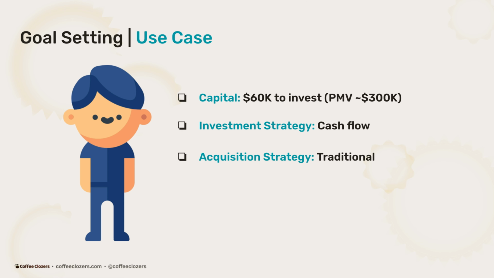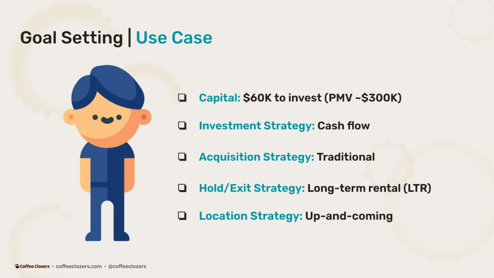Acquisition strategy is traditional, since he has a W-2 job and can likely get a lower rate just going with the bank this way. He's reluctant to take any big risk for his first investment, so a long-term rental for stable monthly payments is going to be his goal. And for location, Alex is a little bit bullish. He's open to having his property in an up-and-coming area that can provide cash flow now with future appreciation upside.